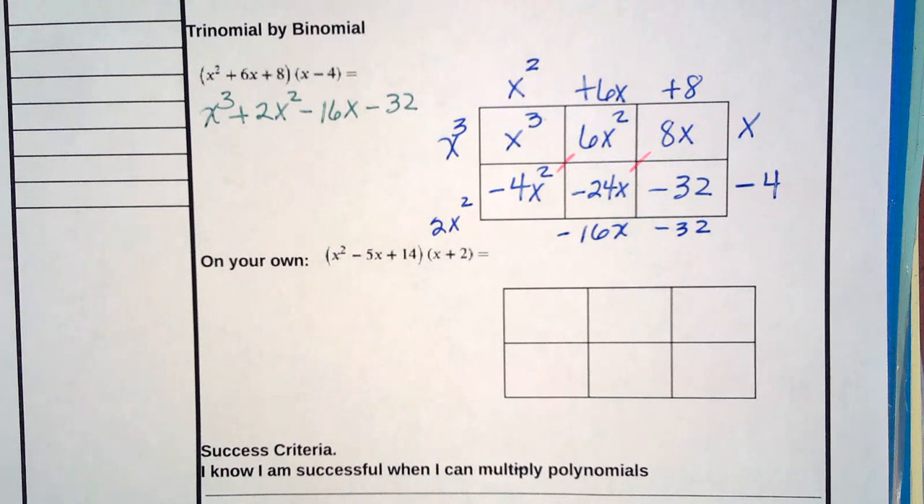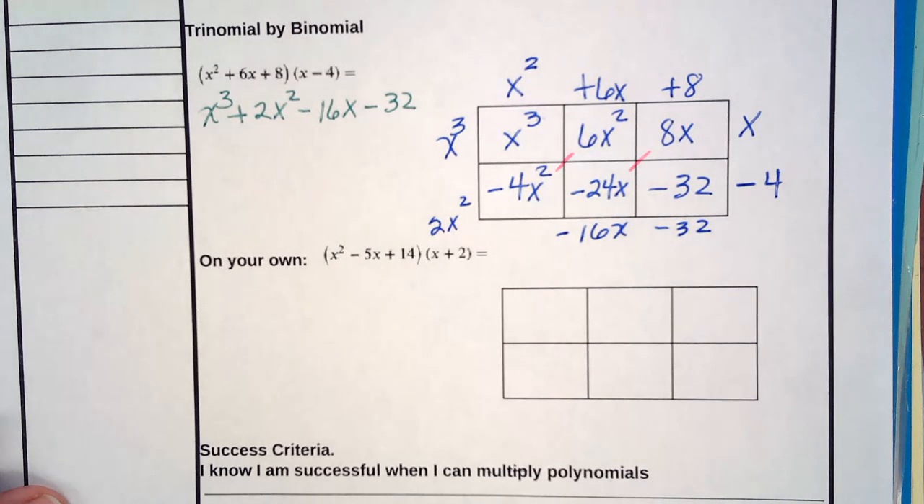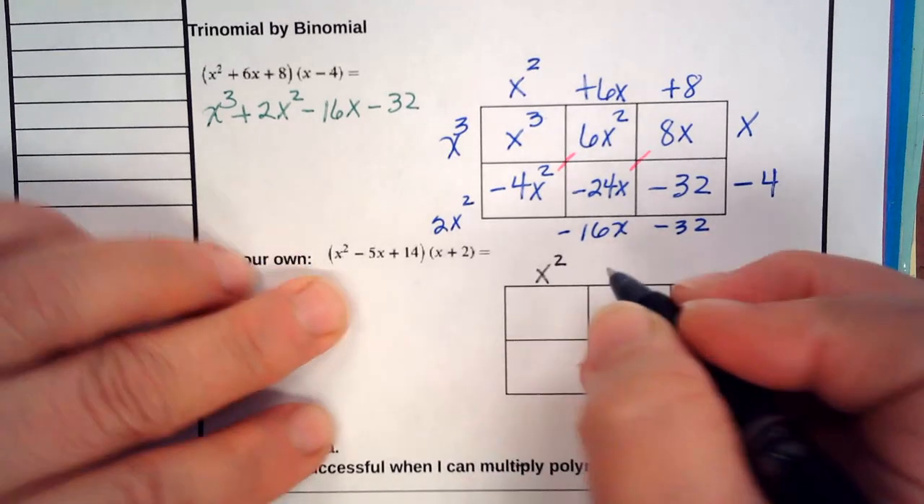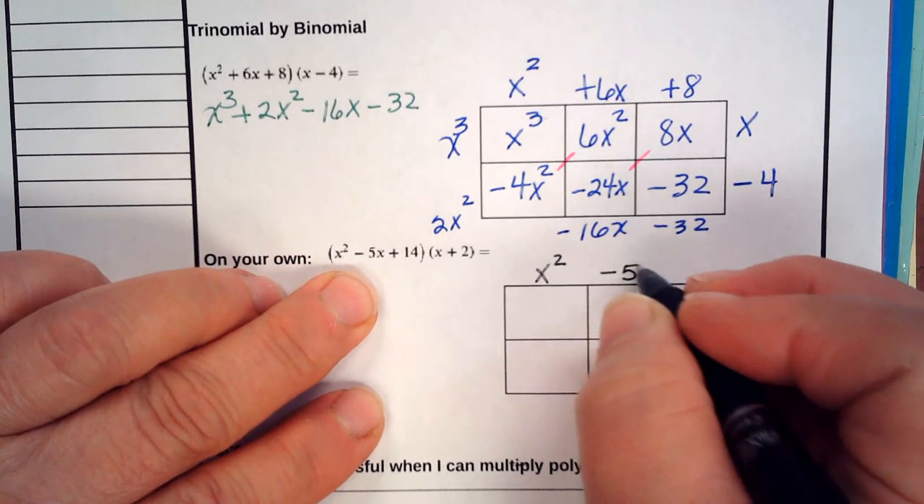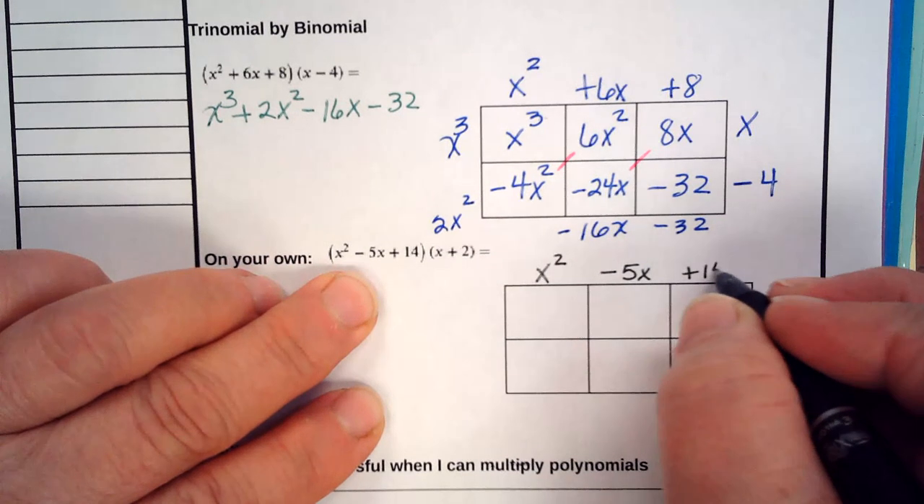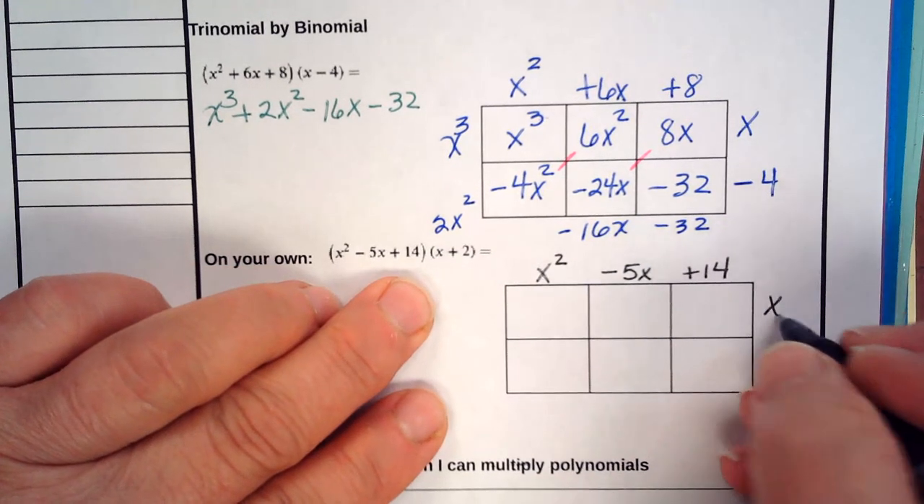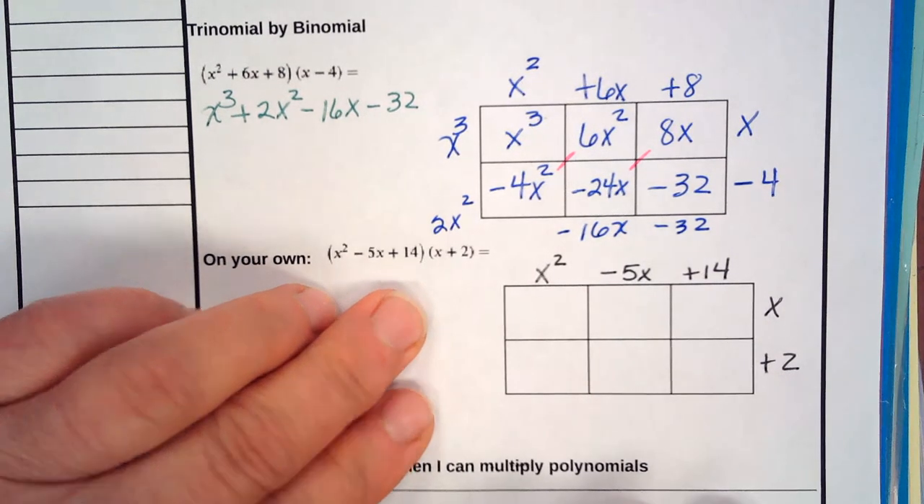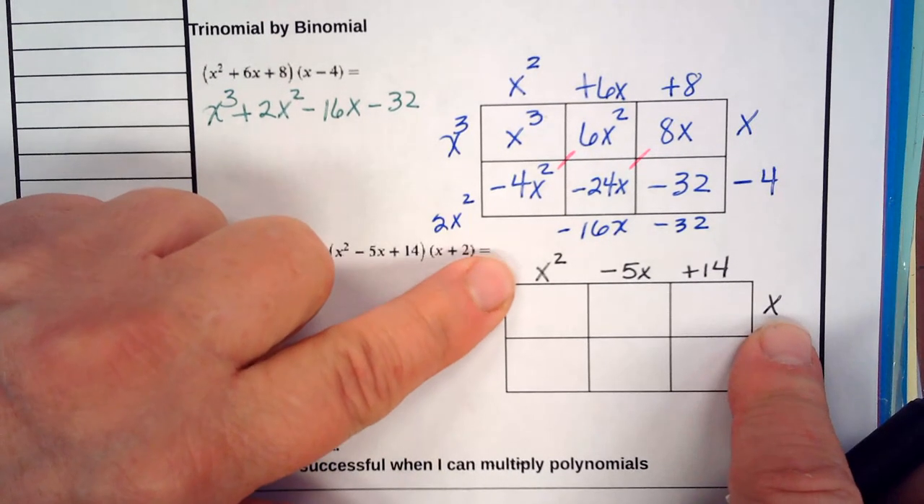Okay, pause the video. Can you do the next one all by yourself? Please try. Well, I hope you tried. Let's get it set up. X squared minus 5x plus 14, times x plus 2.